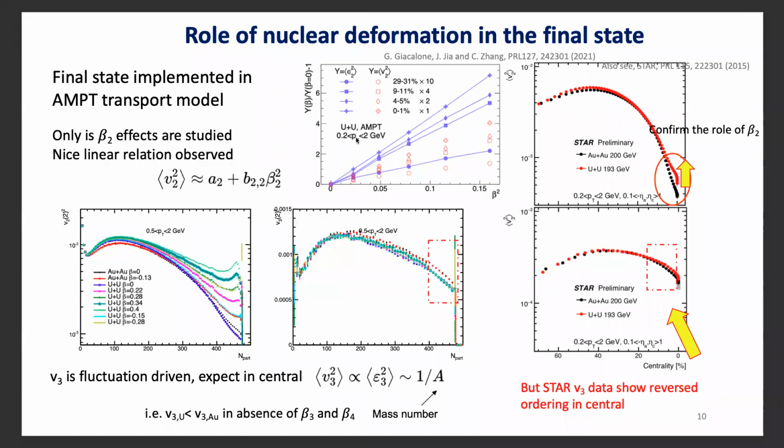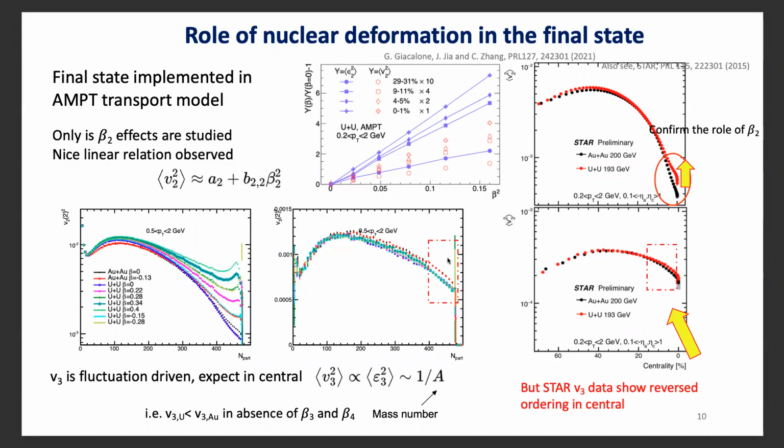And in the outer central region, we use a very famous multi-phase transport model. In central regions, we can have a very linear relationship between the v2 square and the beta 2 square. But before, we ignored the higher order beta 3 and beta 4 contributions.